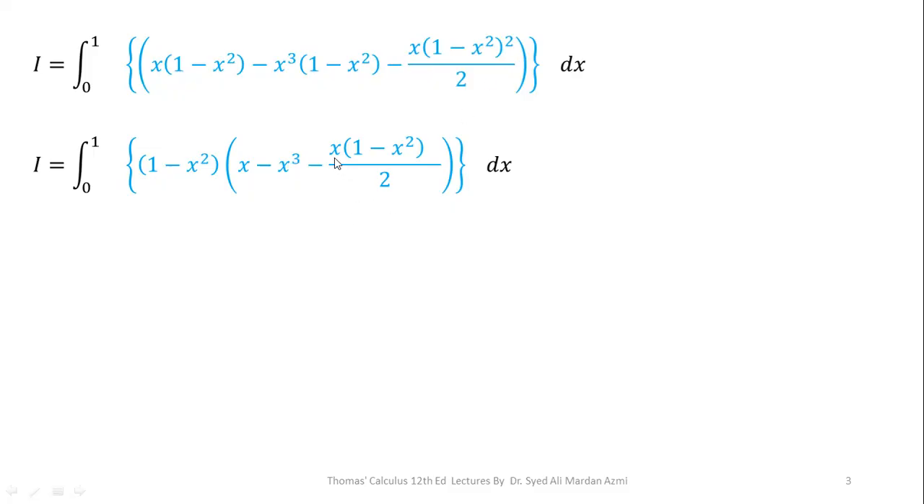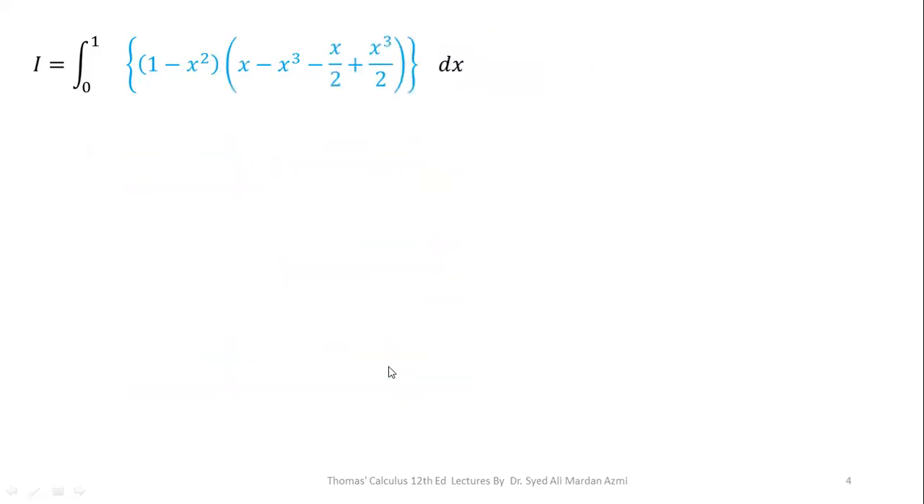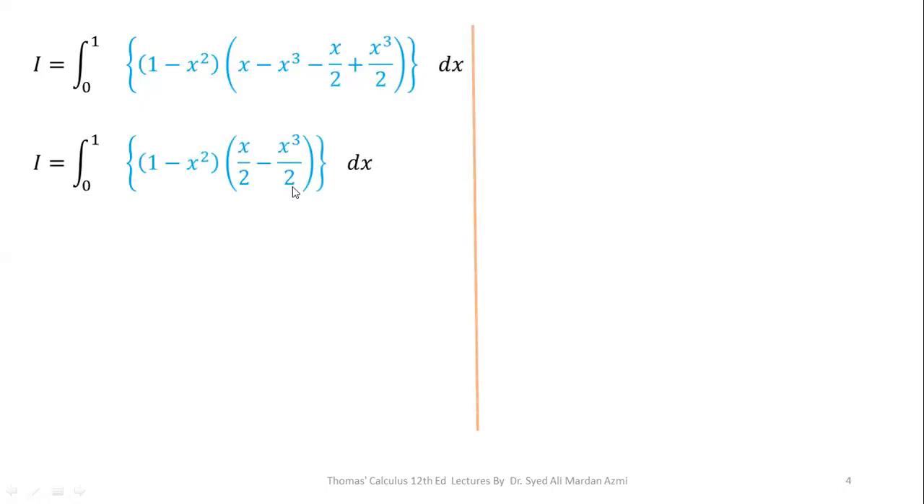In the next step, I will open up the bracket and then divide each term with 2. So x into 1 is x, into x square is minus x cube, and now opening up the bracket here, minus x over 2 plus, minus minus plus, it becomes x cube over 2. Now here x minus x over 2 becomes x over 2, and minus x cube plus x cube over 2 becomes plus x cube over 2. Sorry, minus x cube over 2.